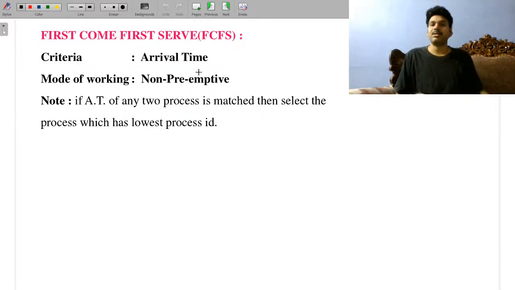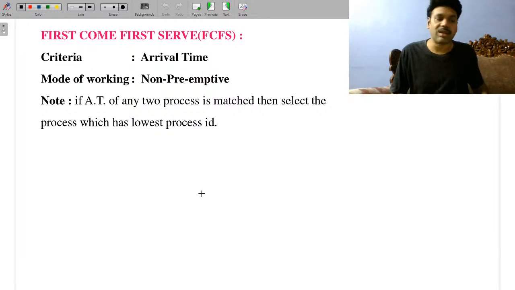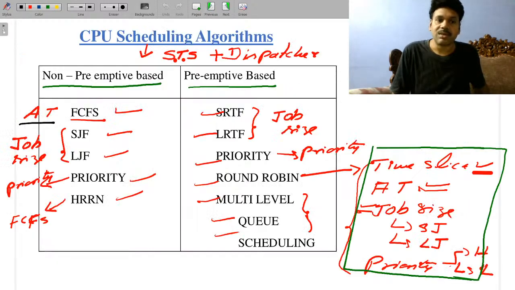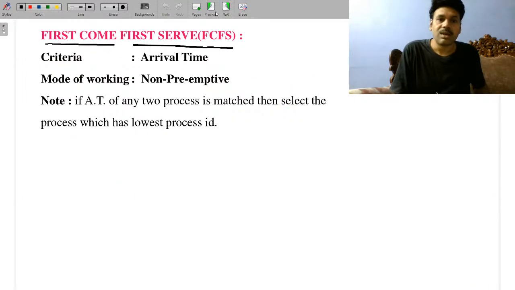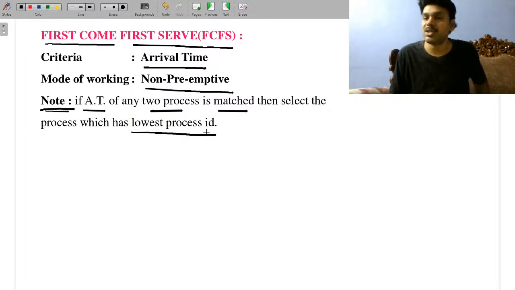So there are three varieties we want to discuss in today's session. You can complete them very fast, very easy, because I will give you all the rules and regulations. First come, first serve. I already told you it is based on arrival time only. The criterion is arrival time, and it is non-preemptive, which must not be killed by others. And the very important note is here: if the arrival time of two or more processes is the same, then you need to select the lowest process ID for the scheduling.